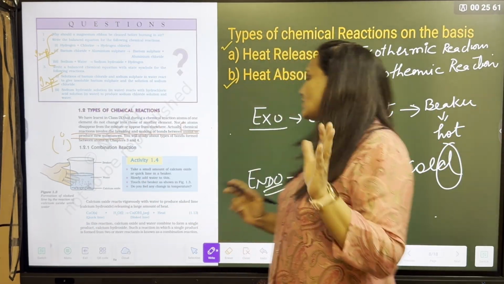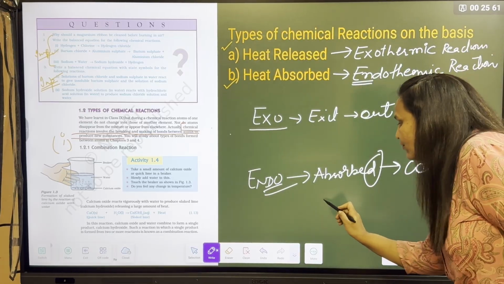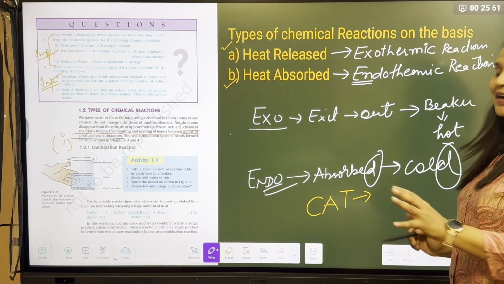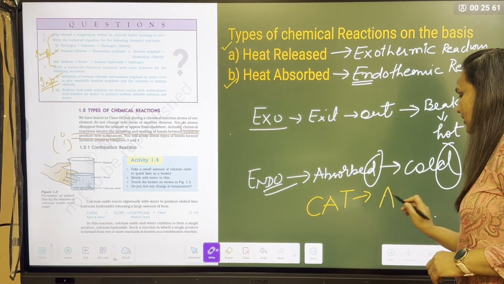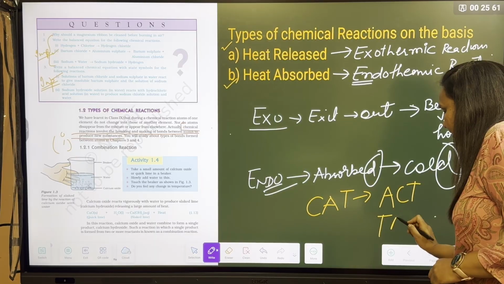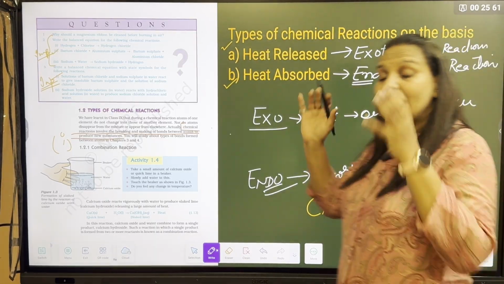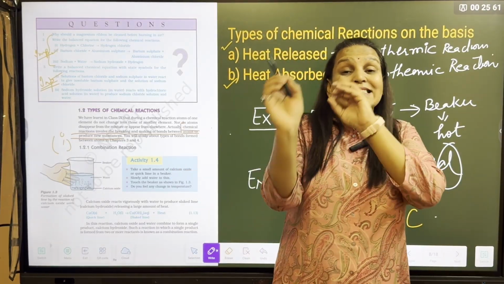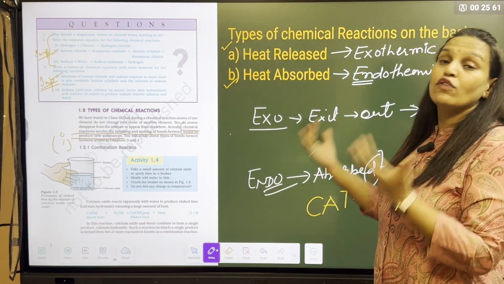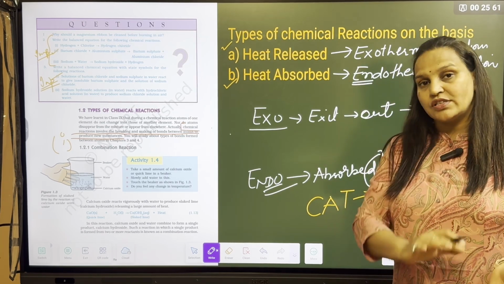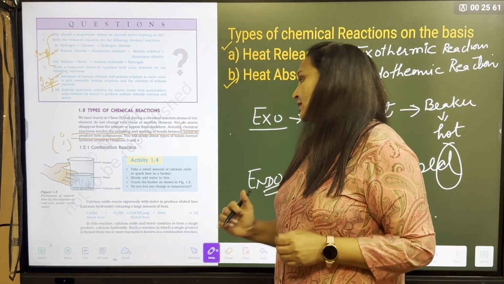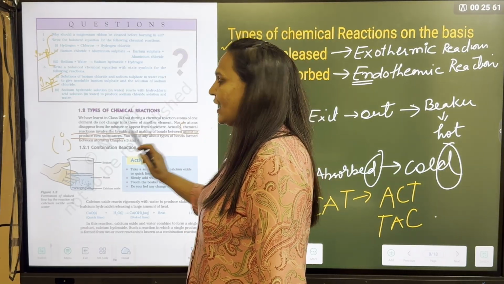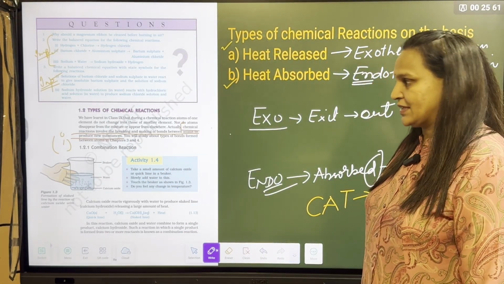For example, I have a word CAT. Can you make any other word with these same letters? Yes, I can make act, tack, right? Similarly, in a chemical reaction, no new atoms come. There is only a rearrangement of the atoms to form the new products. Some bonds are broken, some new bonds are made. So chemical reactions involve breaking and making of the bonds between the atoms to produce new substances.